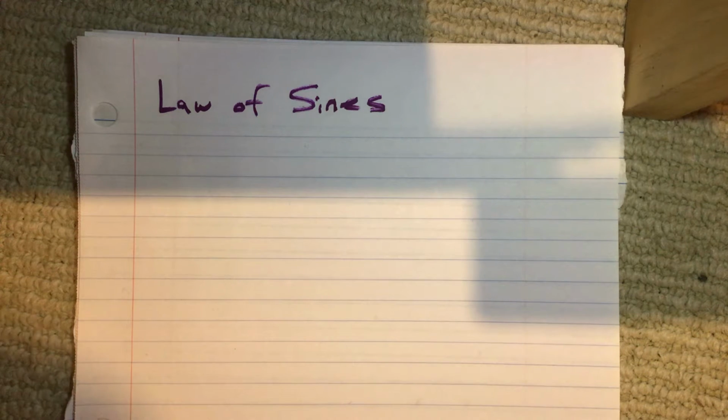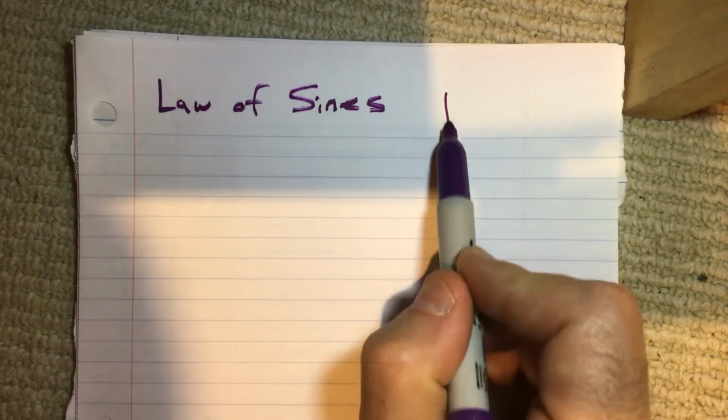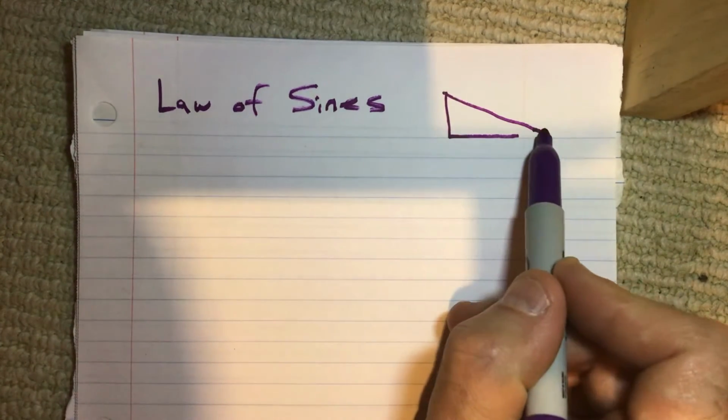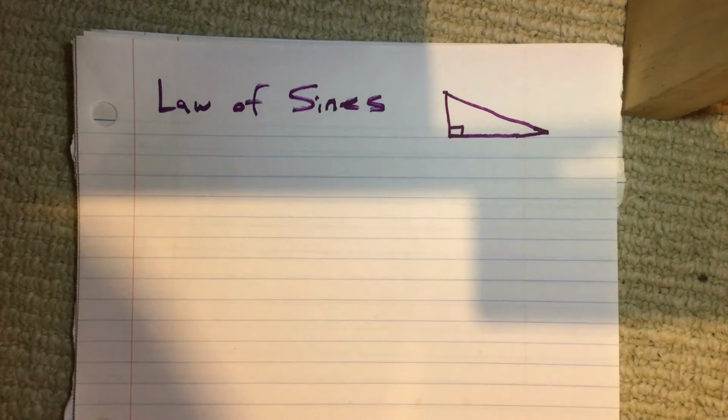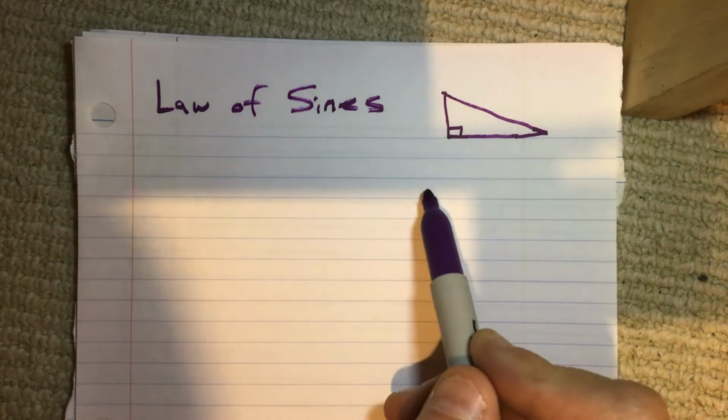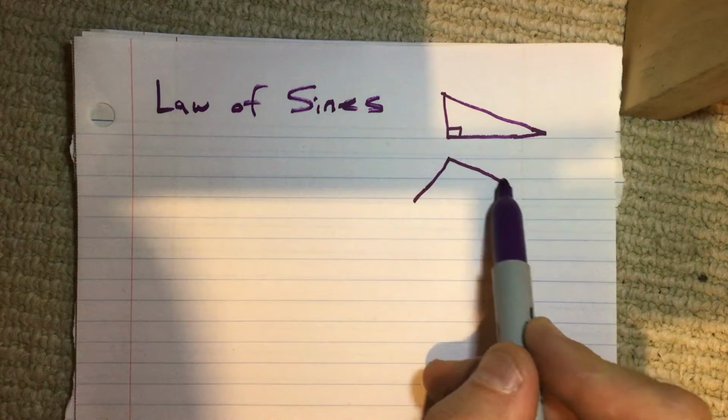Okay, so this video is on the law of sines. Up until this point, we've been solving right triangles for missing sides. Everything's been a right triangle in order to use sine, cosine, and tangent to find missing pieces. In this video, I'm going to show you how to find missing pieces of triangles that are not right triangles. So something like this.